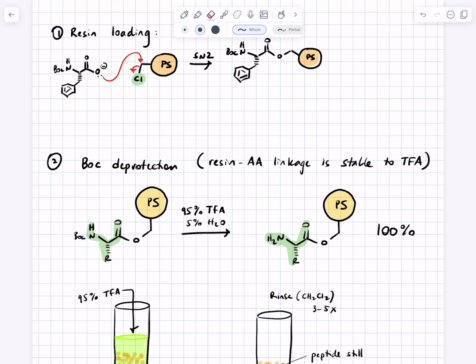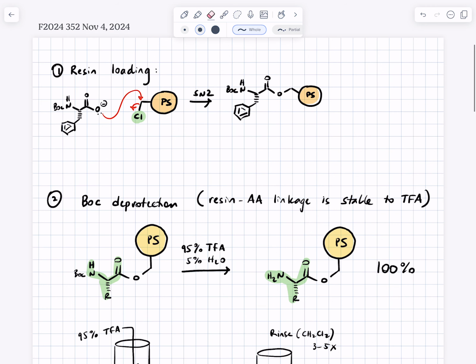Last time we introduced protecting groups to you. And we also introduced the Merrifield solid phase resin method, where we have a polystyrene bead or set of beads, each of which has multiple chloride functional groups on them. And we talked about how we can load an amino acid as a carboxylate onto the resin in an SN2 style reaction. That creates an ester linkage.